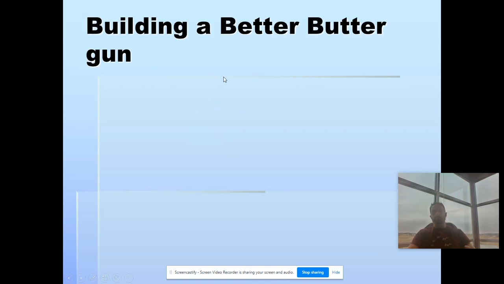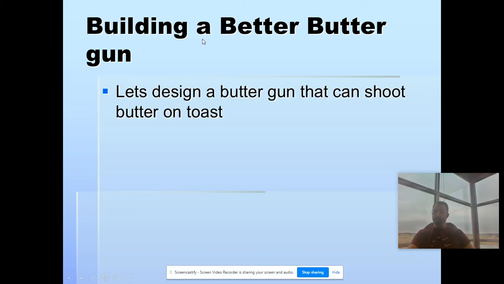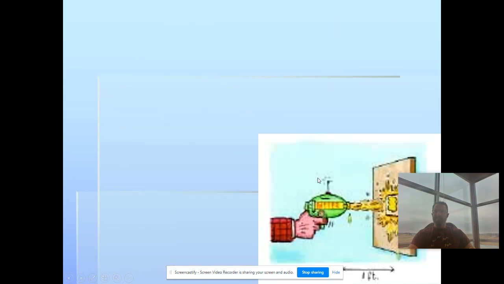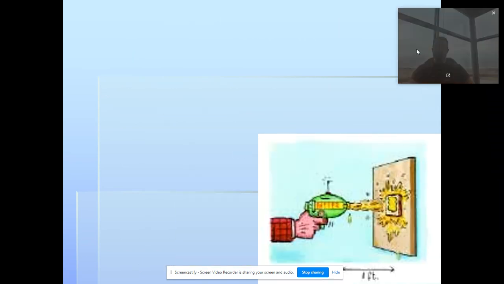Let's view that conceptually, right? We're going to build a butter gun. What's a butter gun, you ask? A butter gun is not a gun made out of butter, right? We're going to design a gun that can shoot butter. Right, so not a gun made out of butter. I really like this picture. Instead, it's going to be a gun that shoots butter, right?